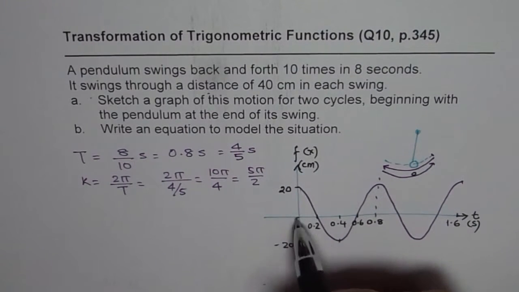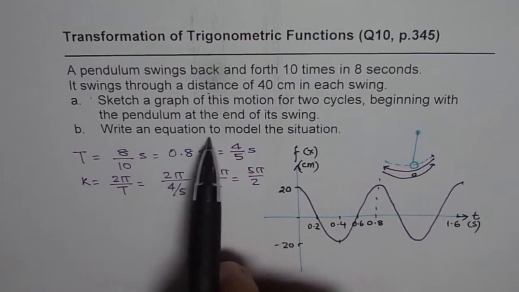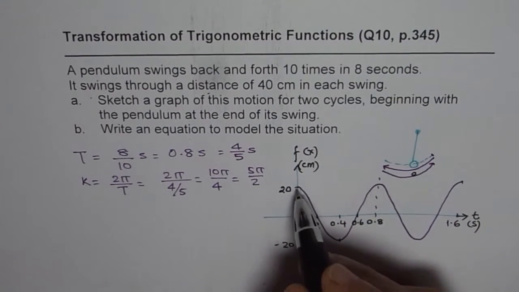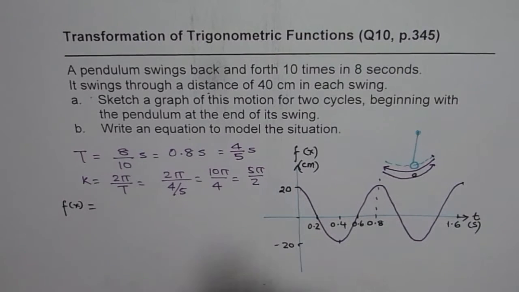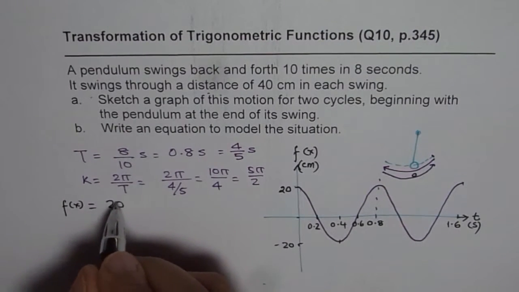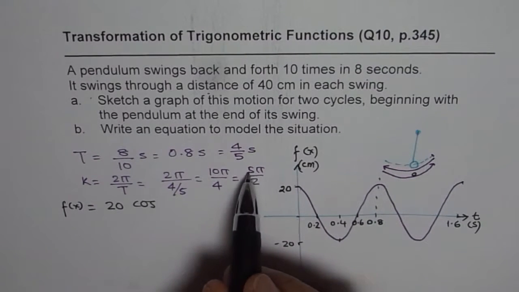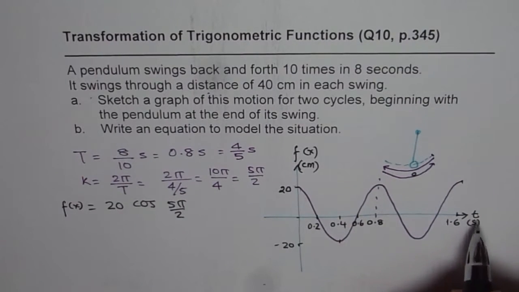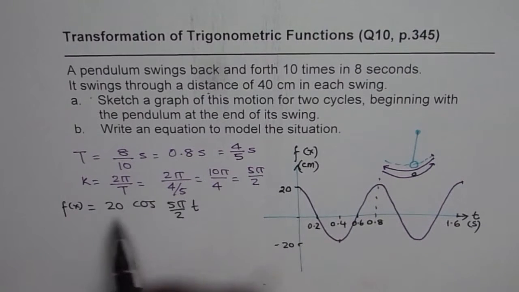Now we could write this. The two waves are drawn for us, so we have to write an equation to model this situation. To write the equation, I'll prefer to use the cosine function since it starts with the maximum. So we can write this function as f of x equals amplitude 20 cos of, the k value is 5 pi by 2, so cos of 5 pi by 2 times t. That becomes the cosine function.